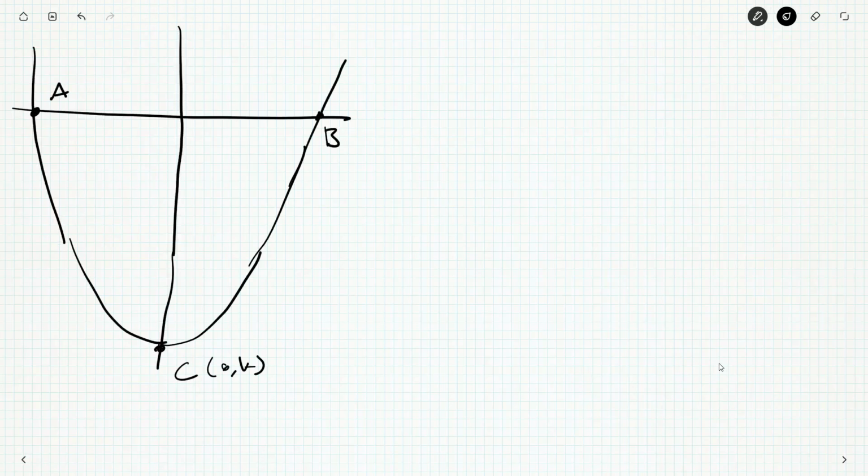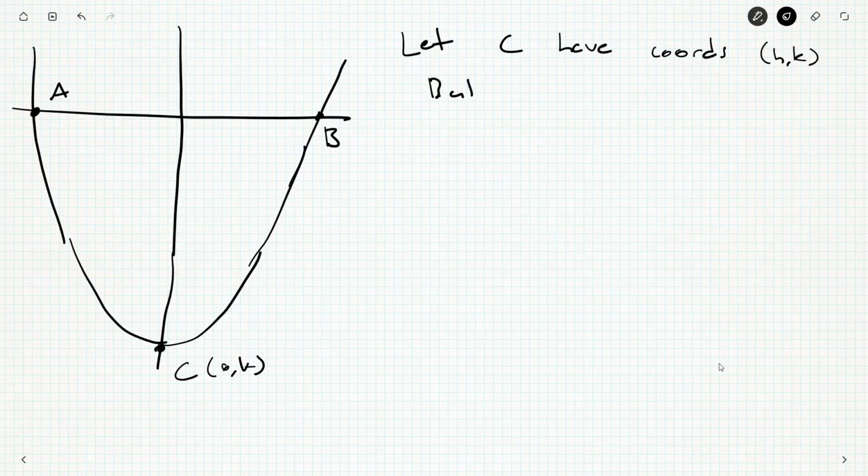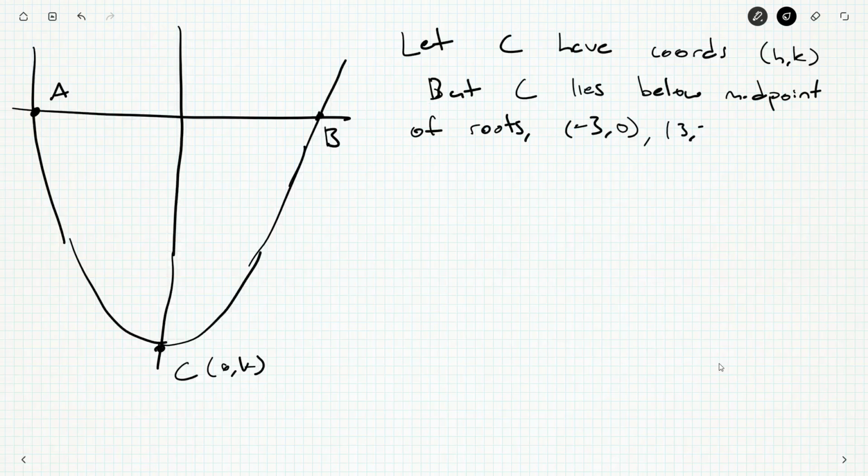Okay, and I'm going to say, let C have coordinates (h, k), but C lies below the midpoint. This is true of all parabolas. It either lies above or below the midpoint of the roots. So since they're (-3, 0) and (3, 0), h is equal to 0. So we're just looking at (0, k) here.